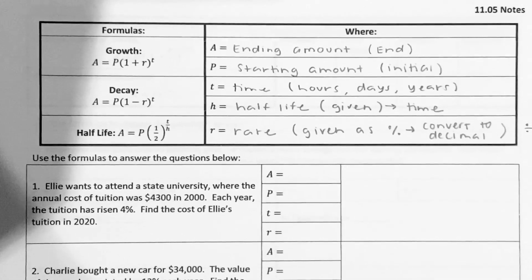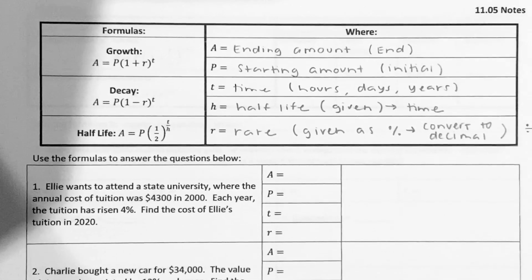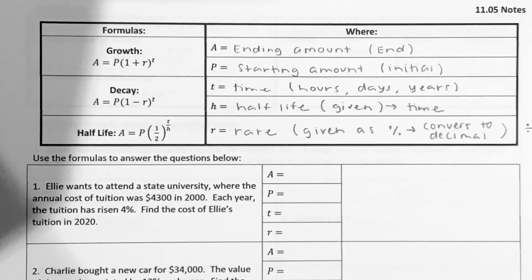Ellie wants to attend a state university where the annual cost of tuition was $4,300 in 2000. Each year, the tuition has risen 4%. Find the cost of Ellie's tuition in 2020.